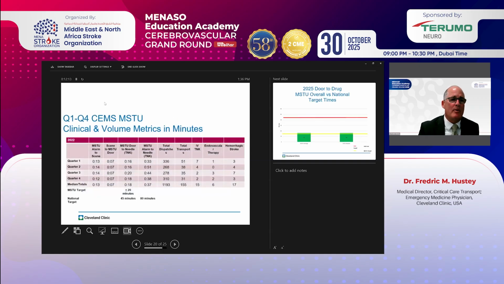They also get, for their department, each of their own individual metrics: alarm to scene, scene to door, door to needle, alarm to needle, total dispatches, total transports, endovascular therapy, hemorrhagic stroke. They get all of these metrics so they can see exactly the difference that they're making and where we might need to work on some opportunities for improvement.